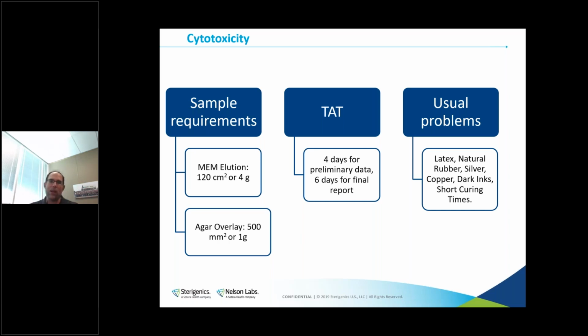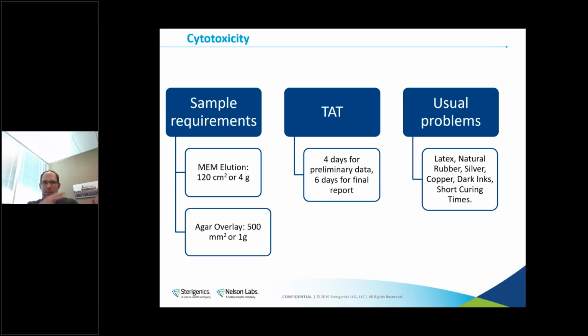If you're not, cytotox is a quick in vitro test. It's run on cells. These cells are called L929 cells. They're mouse fibroblast cells. They're an adherent cell line, which means they attach to the bottom of a plate. We extract your device in cell culture media, and we put that cell culture media after the extraction onto the cells.